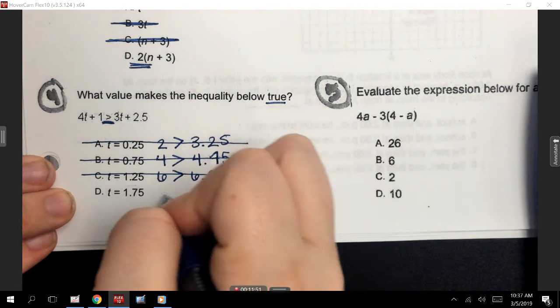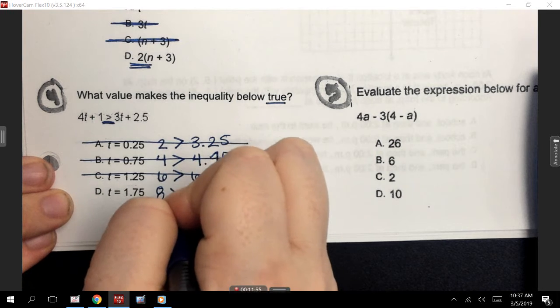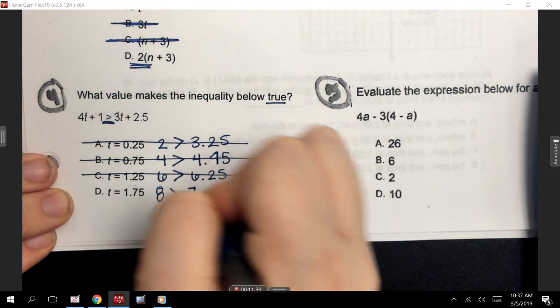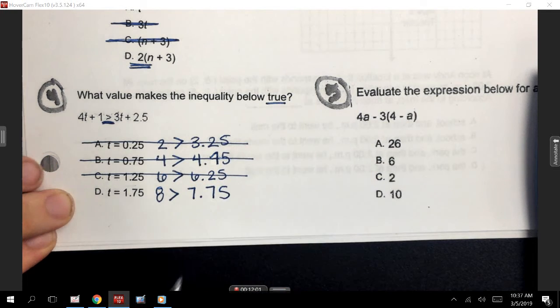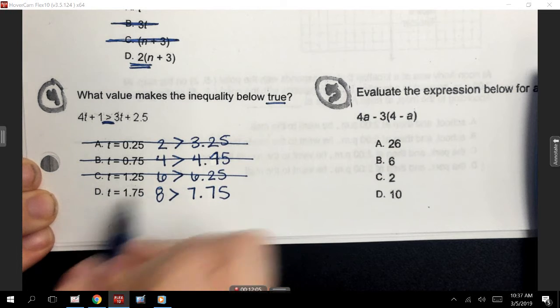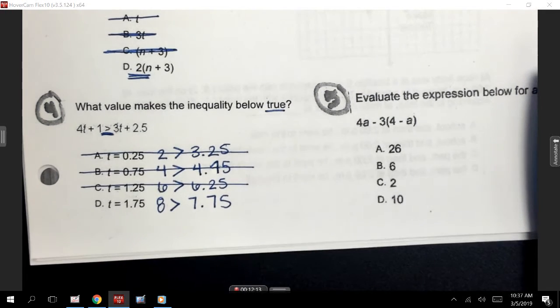What does it tell me, Truett? Get 8 greater than, what do I get on the other side? 7.75. Do y'all agree? Now, is that one true? Yes. So that is the answer that I want. Make sure you circle it, guys. I told you I'm not going to circle them. We basically worked all these out for you, all right? Make sure you circle your correct answer.